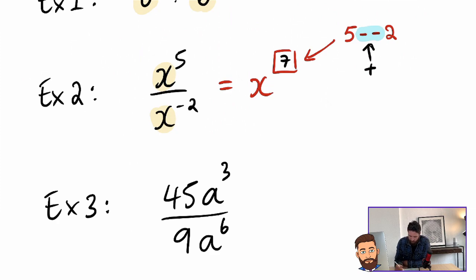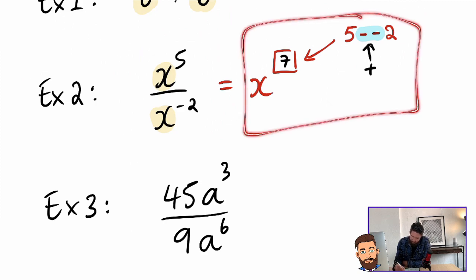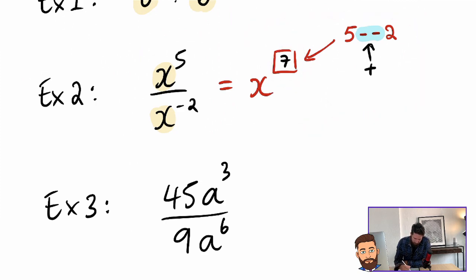Okay, and I've just put that little diagram there, so when you look back at your notes in the future, if you've forgotten them, you can see clearly how we got this 7. Because we minus the powers and there was a double negative.